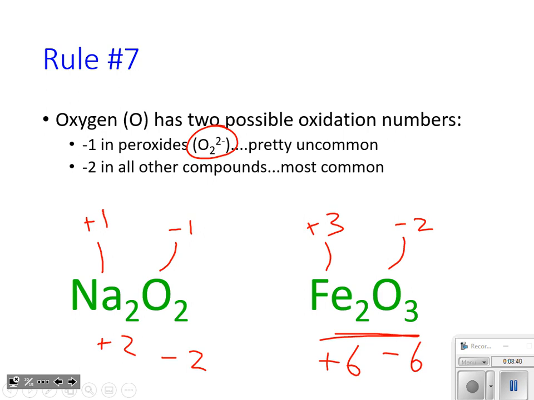So oxygen has 2 possible ones. It can be -1 in peroxides, and I say there, that's pretty uncommon. The most common one you're going to get for oxygen is going to be -2.